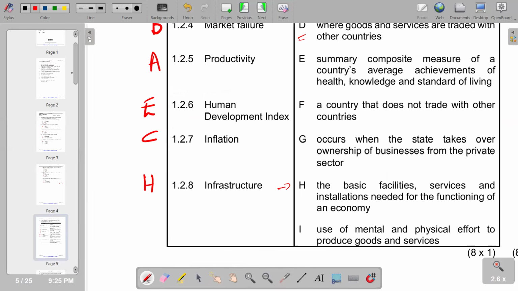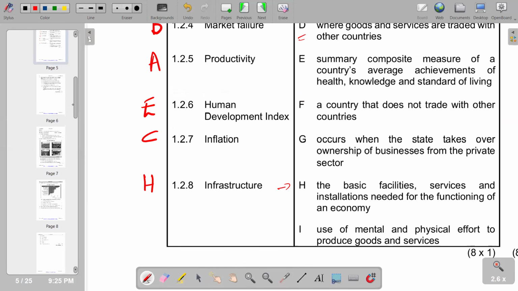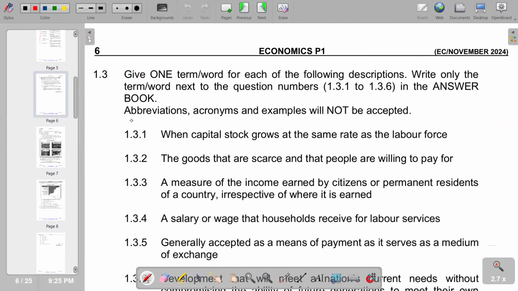So we move on to the next part now, which is going to be our 1.3. In 1.3, we give one term or word for each of the following descriptions. Write only the term or word next to the question numbers, that's 1.3.1 to 1.3.6 in the answer book. Abbreviations, acronyms, and examples will not be accepted.